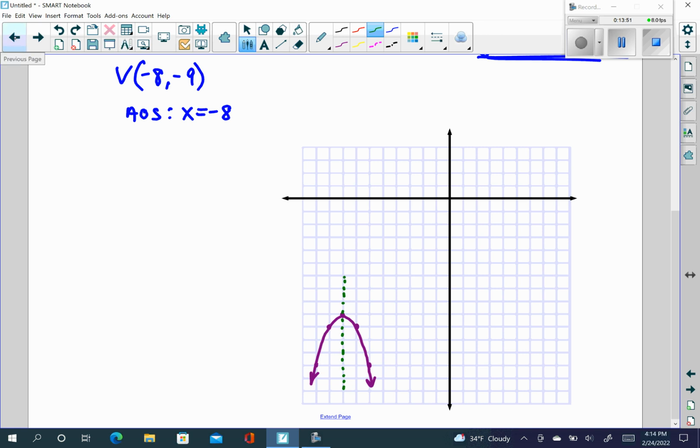So make sure you practice these problems some more. Go back, watch the video, and correct them as you see fit.